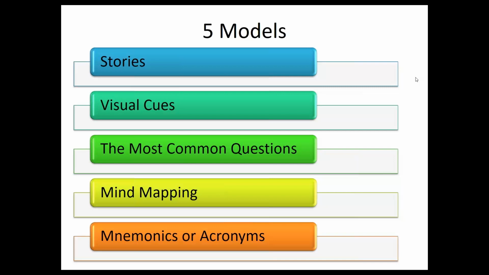Visual cues. These are those objects that you bring up with you. PowerPoint is a visual cue. You can bring up 3 books and the title of each book may be the point you want to talk about. Use common questions. You're answering those questions all the time.